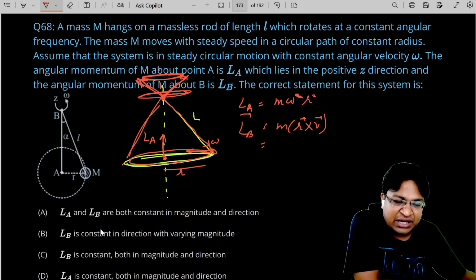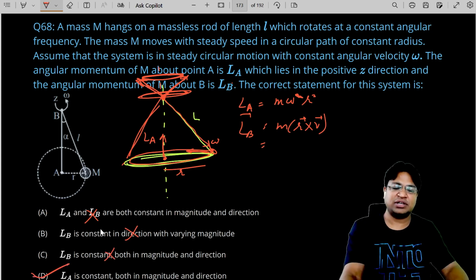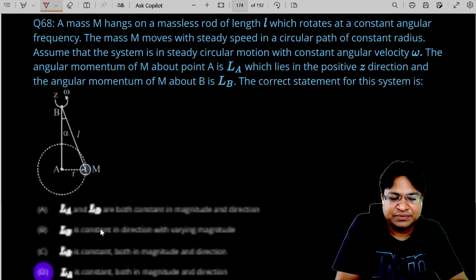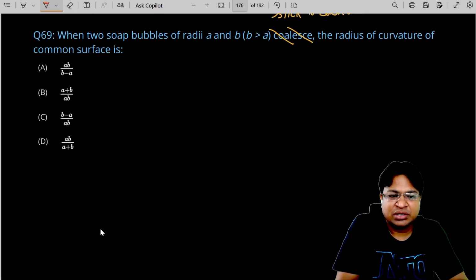So it says LA and LB are constant in magnitude as well as direction, wrong. LB is constant in direction, varying, wrong. LB is constant, wrong. LA is constant in magnitude as well as direction, so this is correct. So this would be the right answer. Now we go to question number 69.